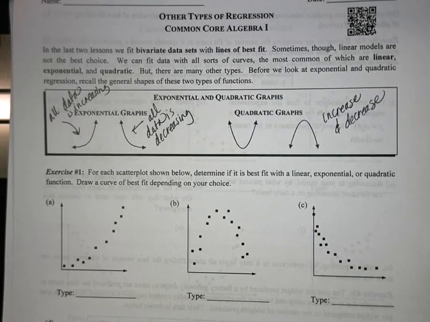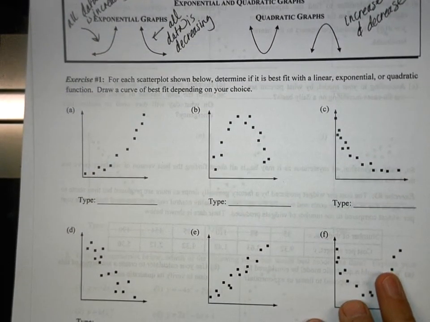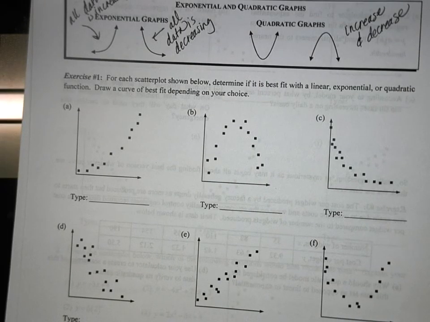Okay. Any questions so far? So for this first exercise, it says for each scatter plot shown below, determine if it's best fit with a linear, exponential, or quadratic function, and draw a curve of best fit depending on your choice. And I also want us to say whether it's positive or negative additionally. Okay, so on A, do we think that would be best served as linear, quadratic, or exponential?